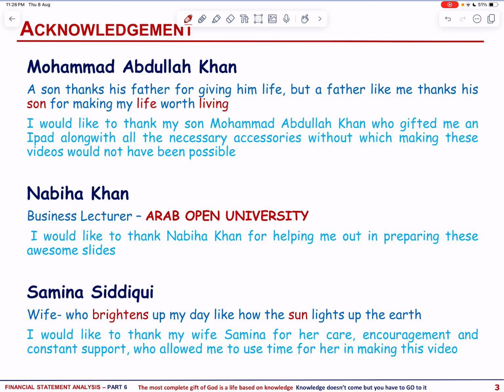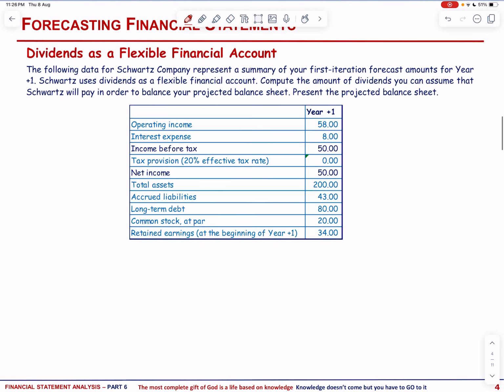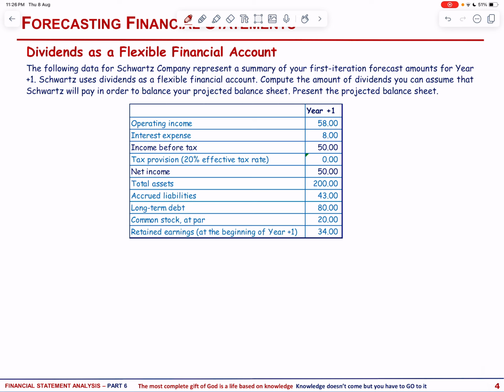So let us solve an exercise on how to compute the amount of dividends the company can assume to pay in order to balance their projected balance sheet. The following data for Squad's company represent a summary of your first iteration forecast amounts for year number 1. Squads uses dividends as a flexible financial account. Compute the amount of dividends you can assume that Squads will pay in order to balance your projected balance sheet. Present the projected balance sheet.